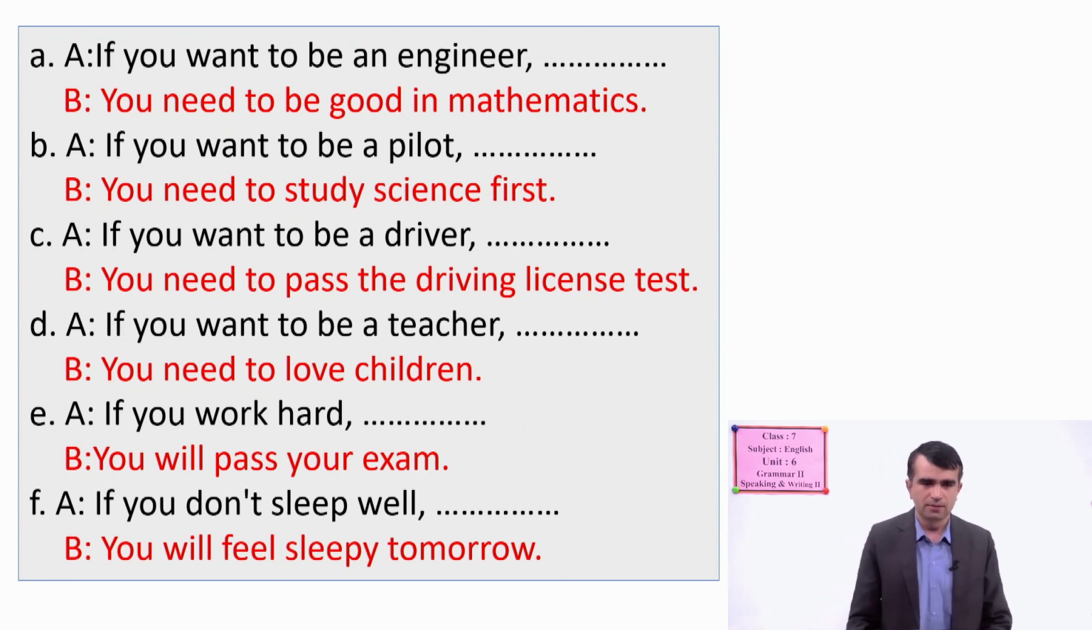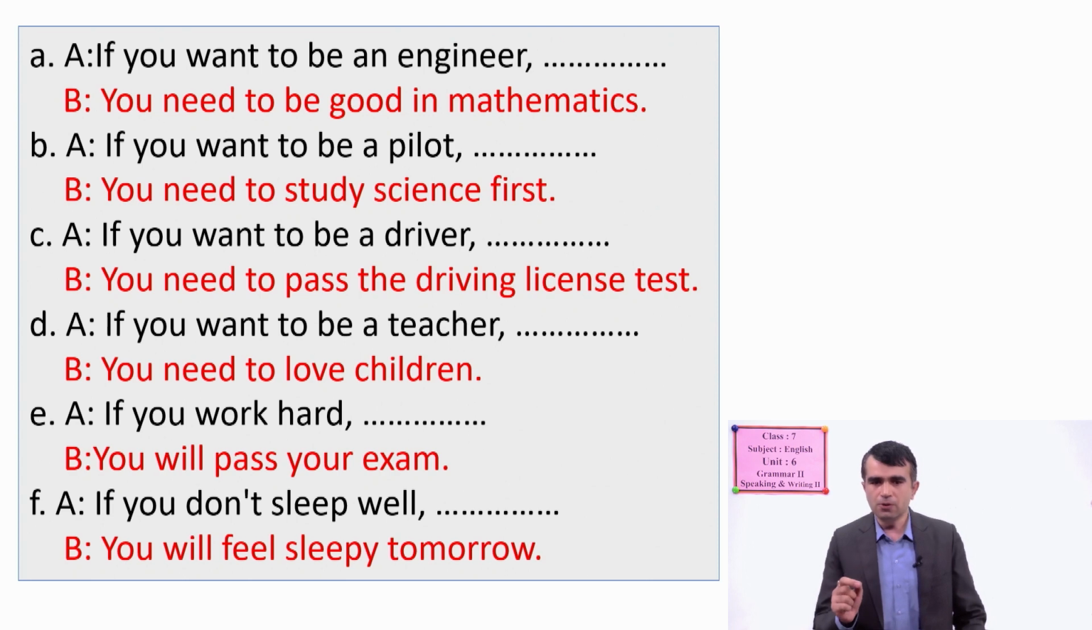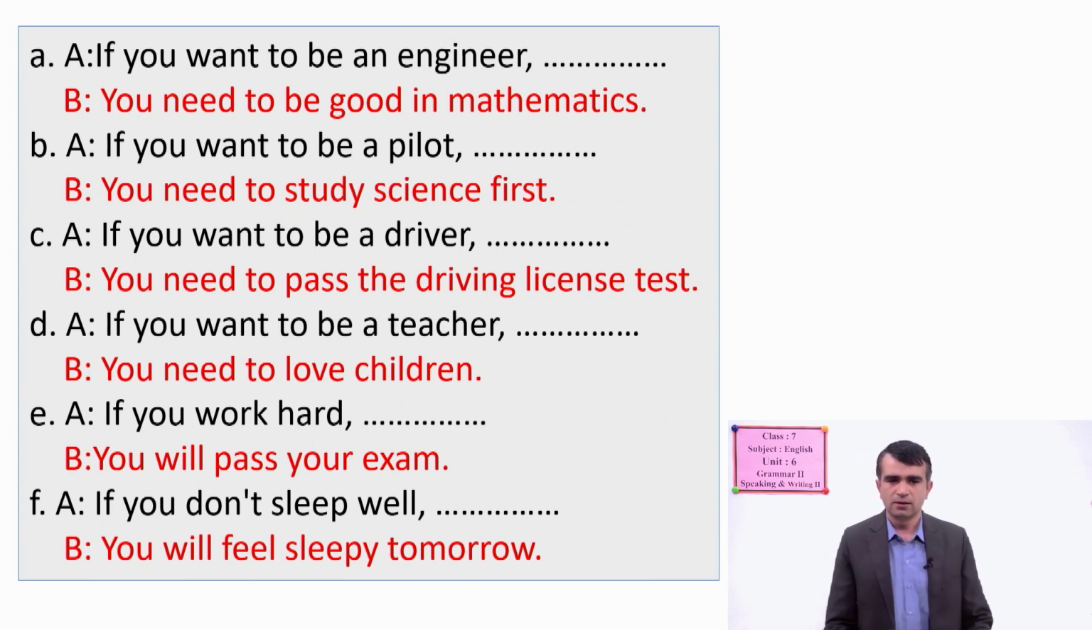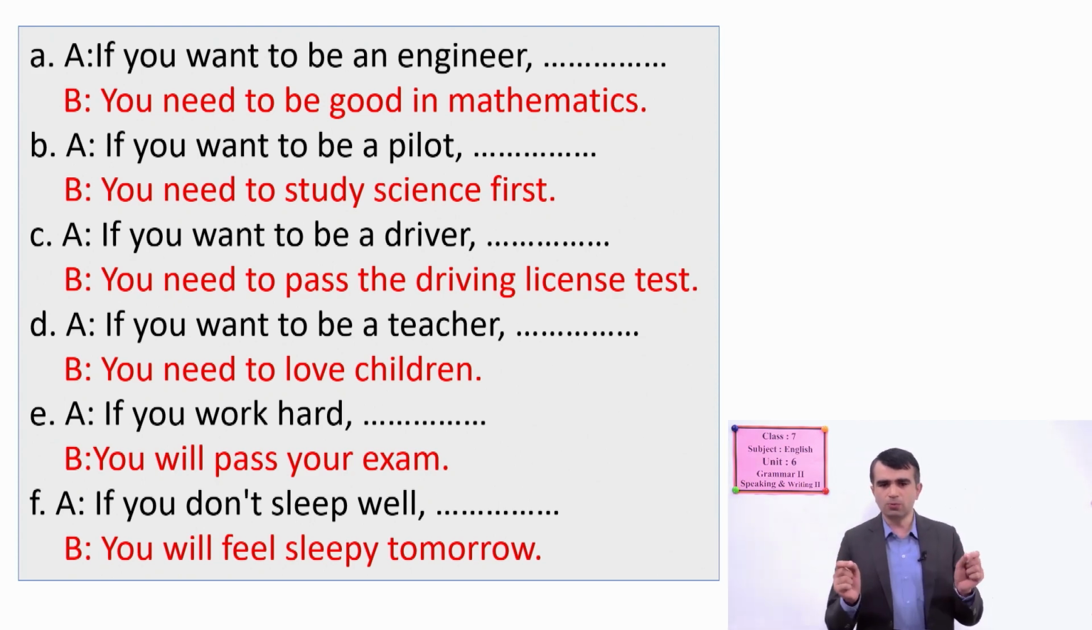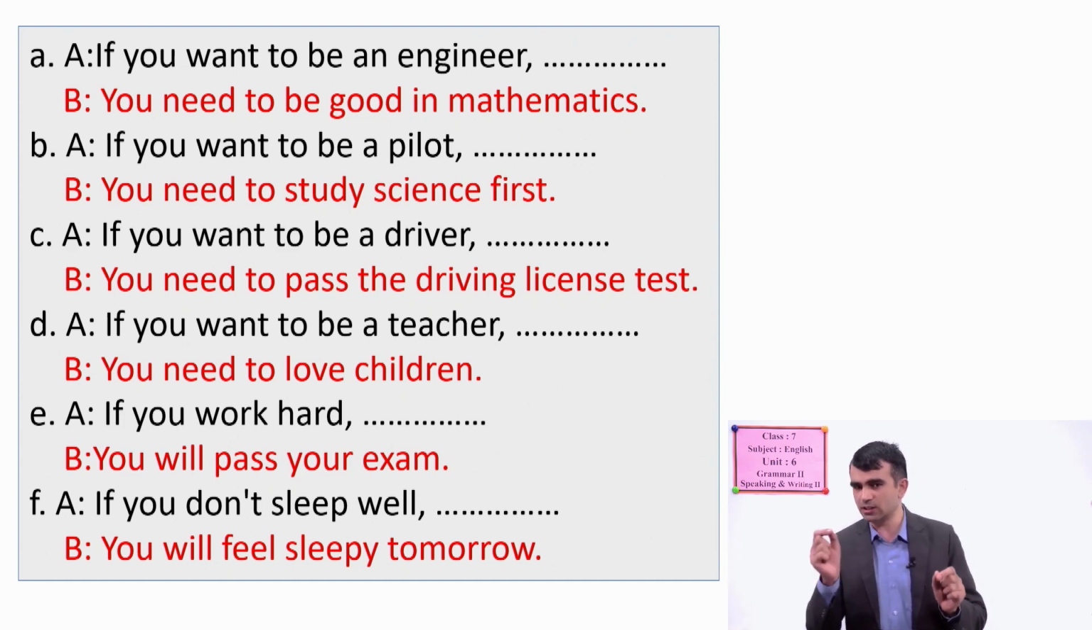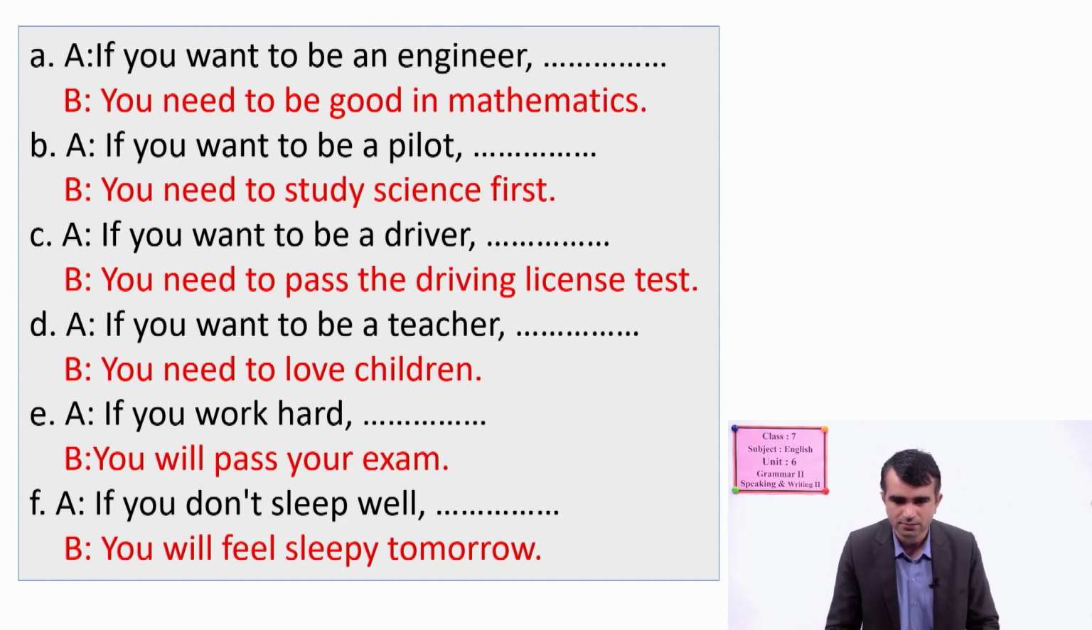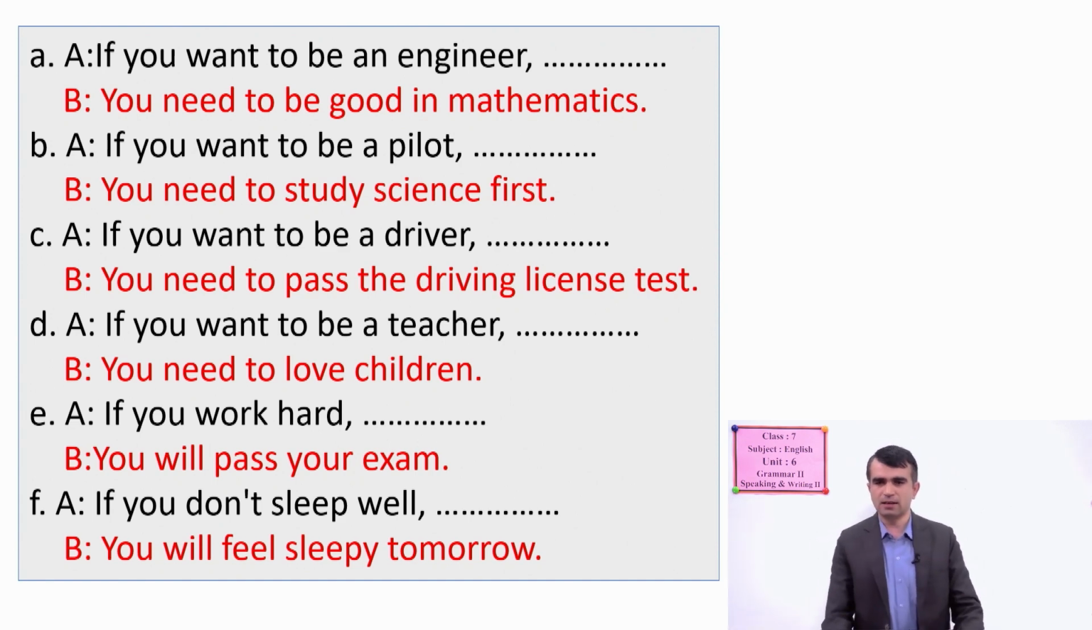Next one. Number B. If you want to be a pilot, B says, you need to study science first. Now the sentence becomes, if you want to be a pilot, you need to study science first. Now, number C. If you want to be a driver, what should be there? Or what have you written? If you want to be a driver, you need to pass the driving license test.